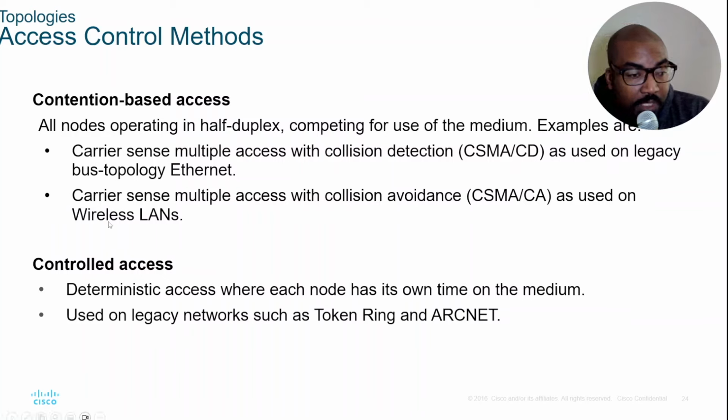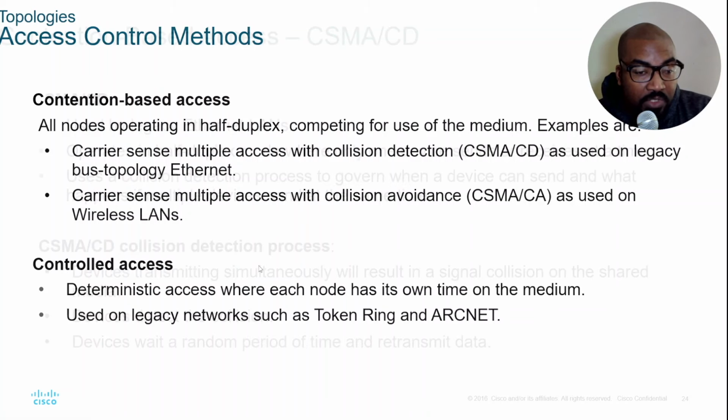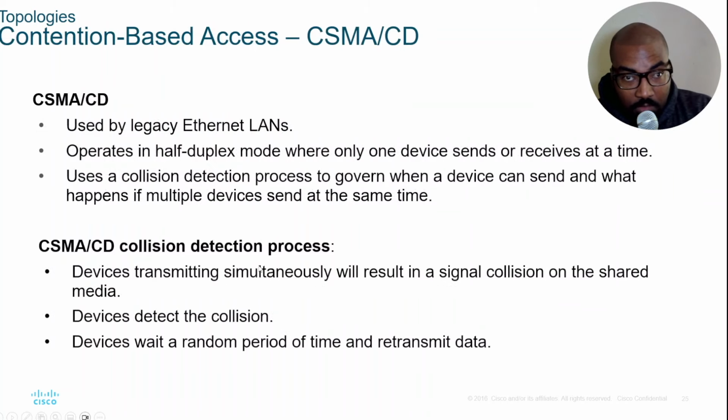Controlled access, deterministic access, where each node has its own time on the medium, used on legacy networks such as token ring, which is kind of really old. CSMA operates in half duplex mode, where only one device sends and receives at a time. Again, going back to that video, one device sends one at a time, right? That's that flag person that has the flag. You may go, stop, slow, all that good stuff.